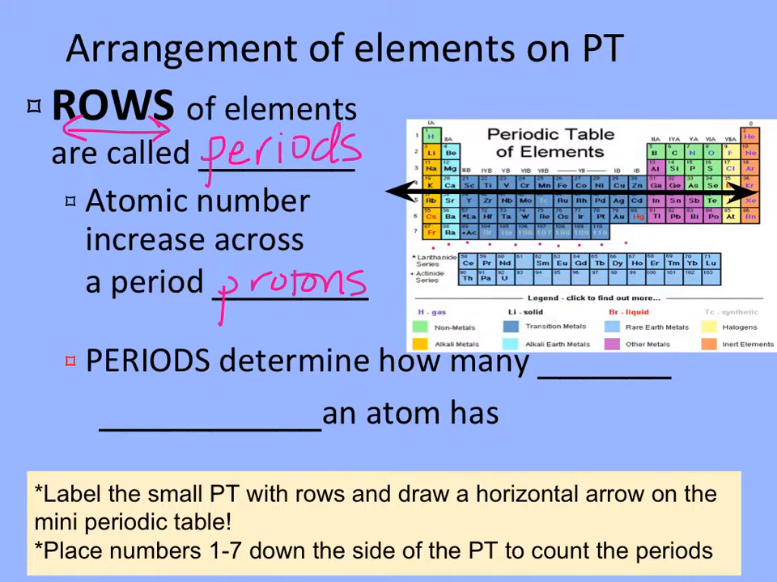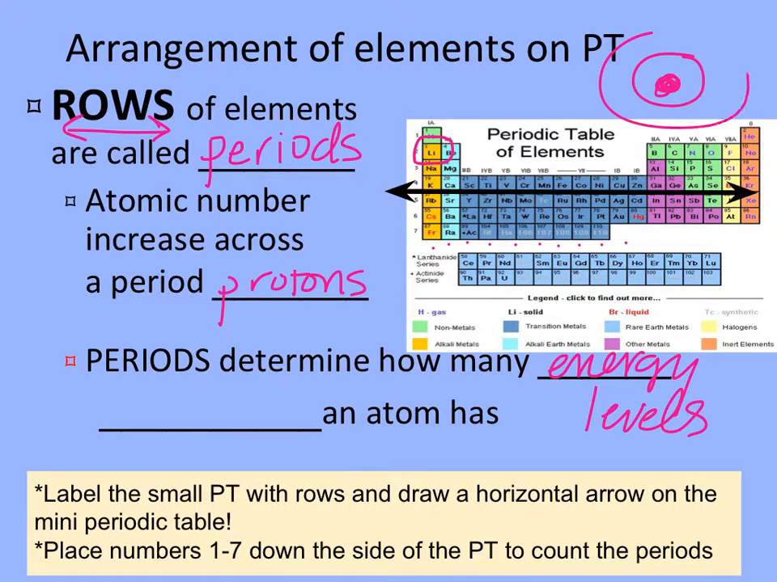Now, the period gives me important information on how many energy levels there are on the atom. If I'm looking at an element right here, I know it's in row 2, therefore when I draw the model of the atom, it has 2 of those energy level rings. So by knowing where it is on the periodic table, I'm getting more clues to information about one atom of that element. We're going to work together to label that little periodic table on the side of your notes. So check that out.